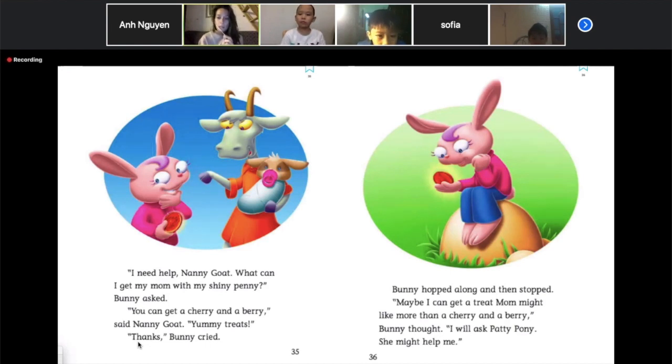Bunny hopped along and then stopped. Maybe I can get a treat Mom might like more than a cherry and a berry, Bunny thought. I will ask Patty Pony. She might help me.